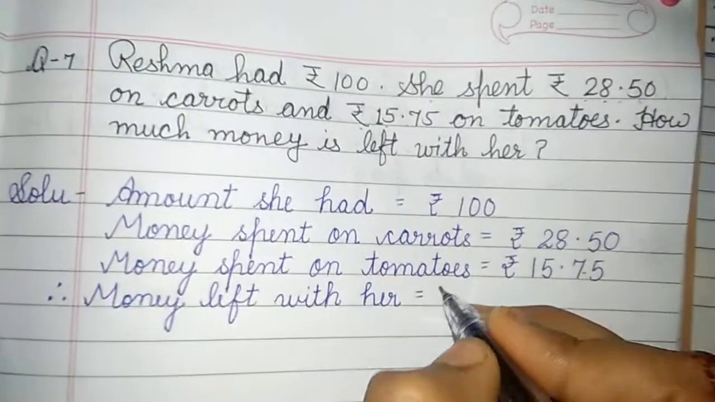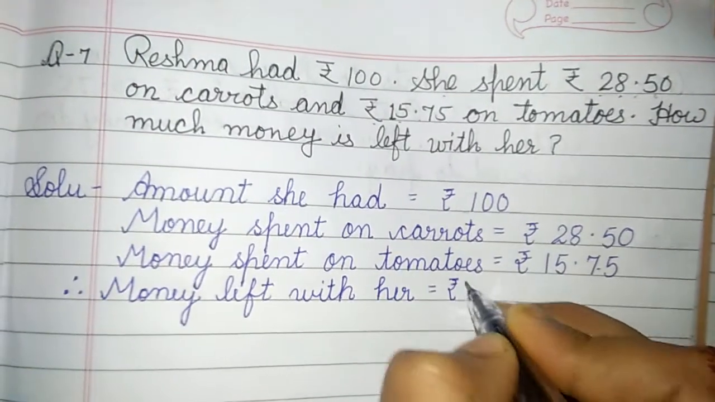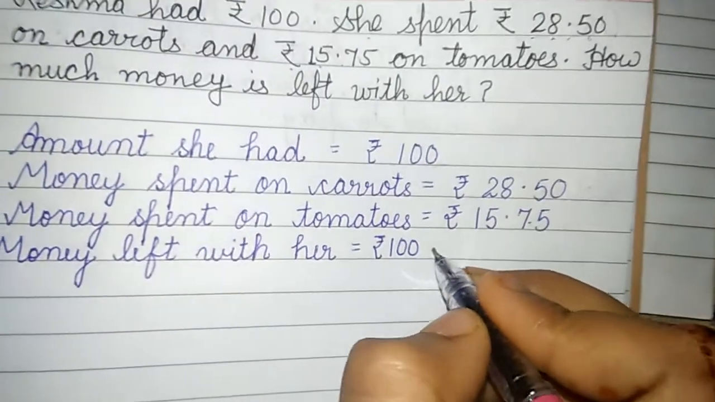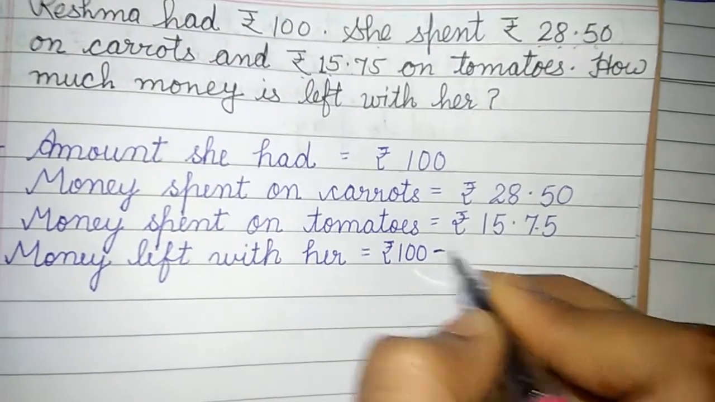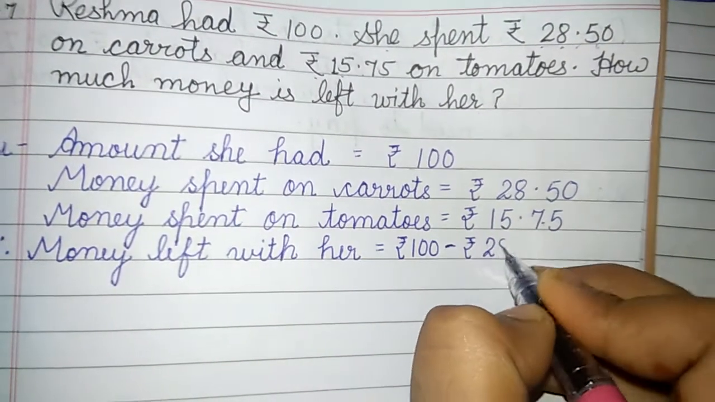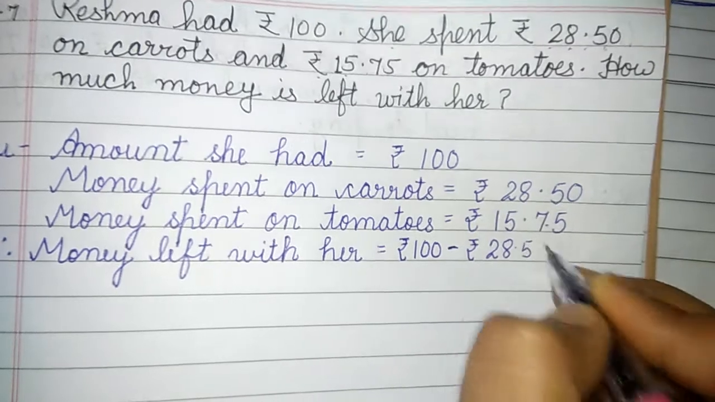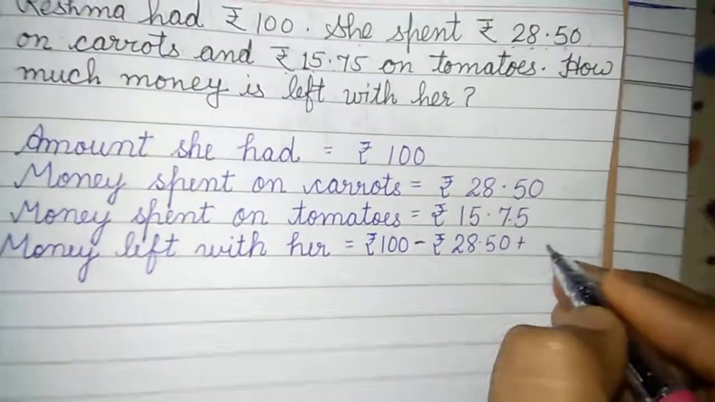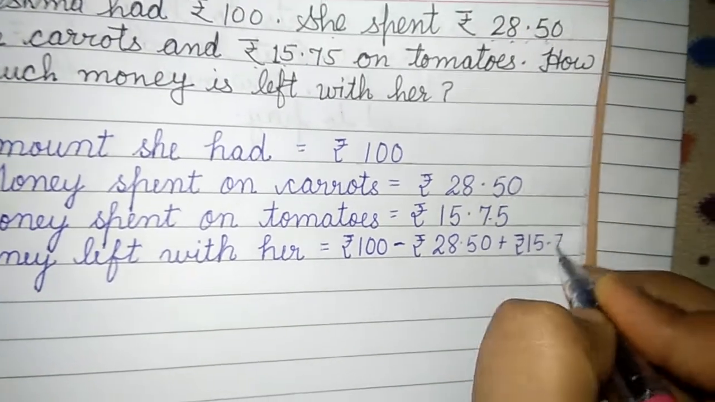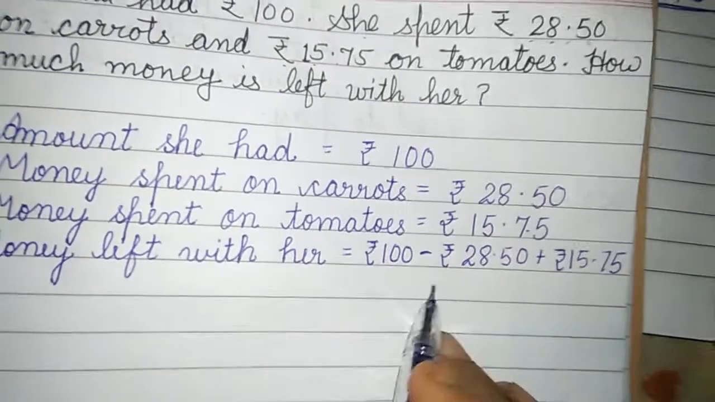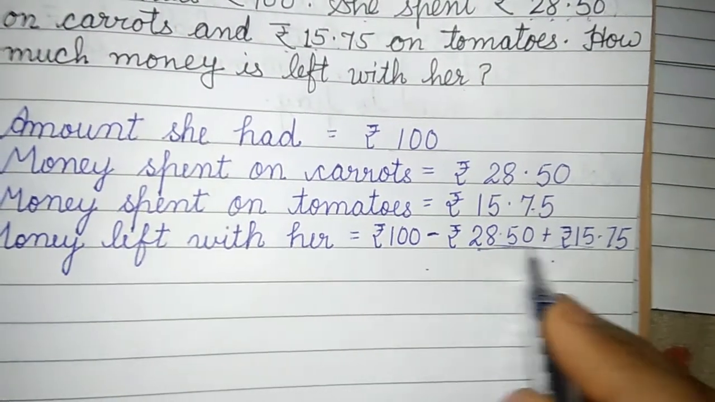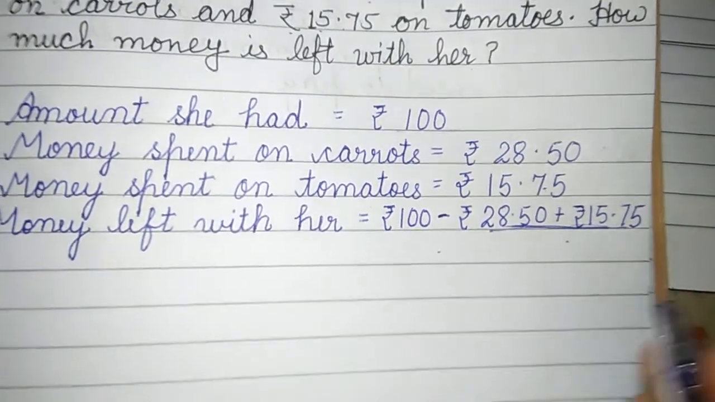Rupees 100, that is the money she had. Next, minus the cost of carrots, rupees 28.50, plus the cost of tomatoes, rupees 15.75. Students, as I told you, we will add both amounts first. Let's add.